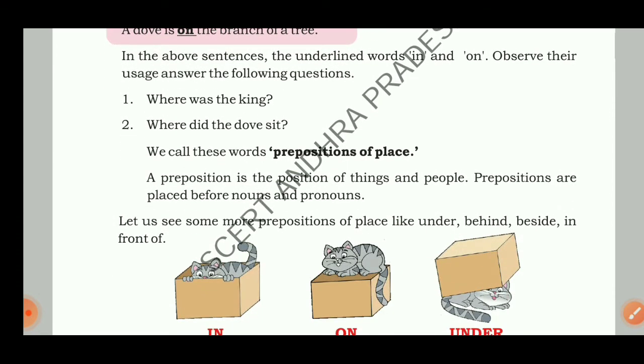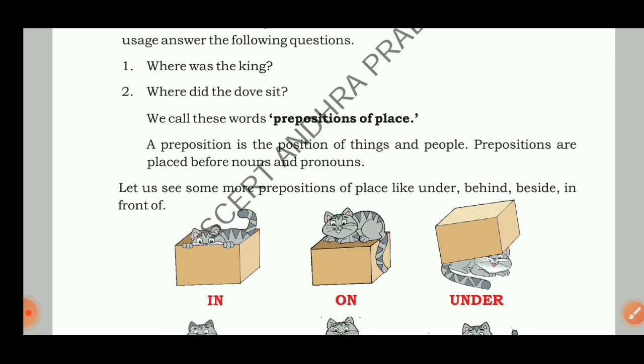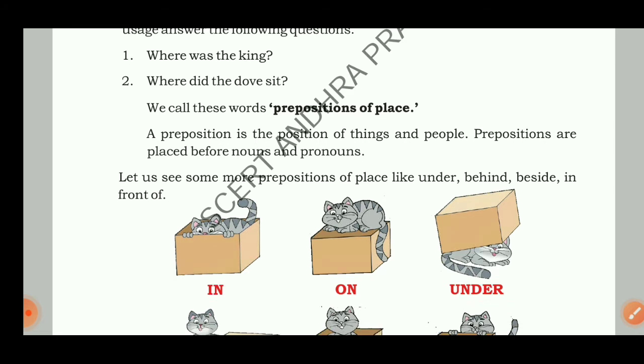We call these words prepositions of place. A preposition is the position of things and people. Prepositions are placed before nouns and pronouns. Prepositions anevi vastuvulu ledha vyaktula yokka position teliyajestayi. Ee prepositions vachesi noun ki mundu ledha pronouns ki mundu vastayi.